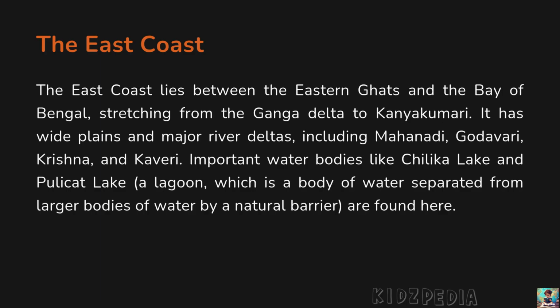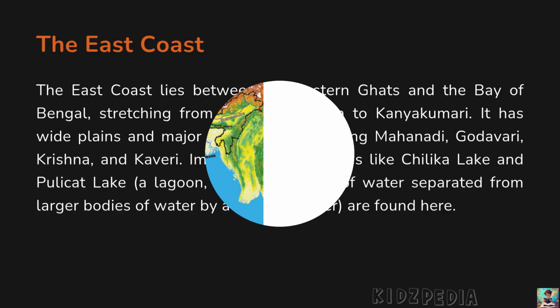The east coast. The east coast lies between the Eastern Ghats and the Bay of Bengal, stretching from the Ganga Delta to Kanyakumari. It has wide plains and major river deltas including Mahanadi, Godavari, Krishna and Kaveri. Important water bodies like Chilika Lake and Pulikat Lake, a lagoon which is a body of water separated from larger bodies of water by a natural barrier, are found here.